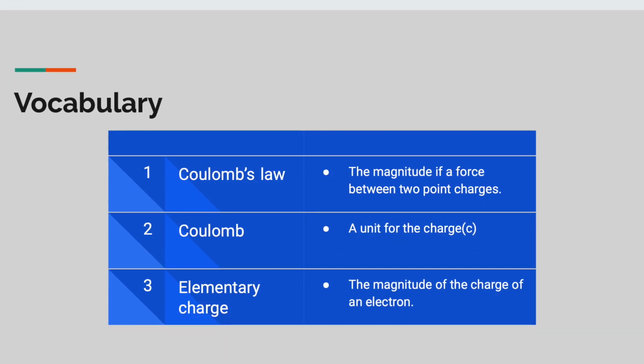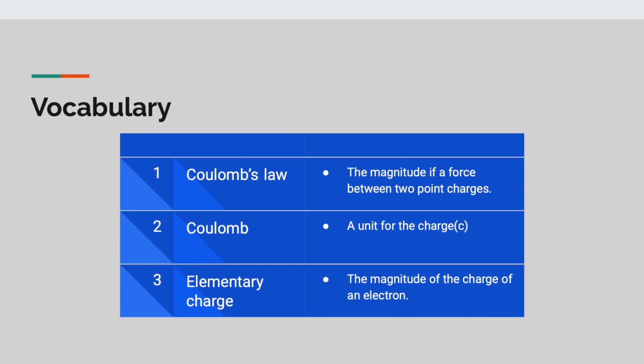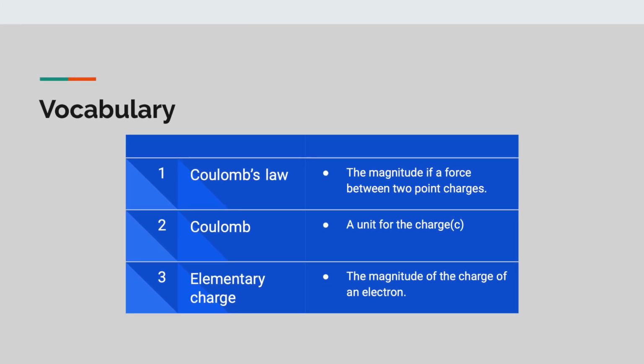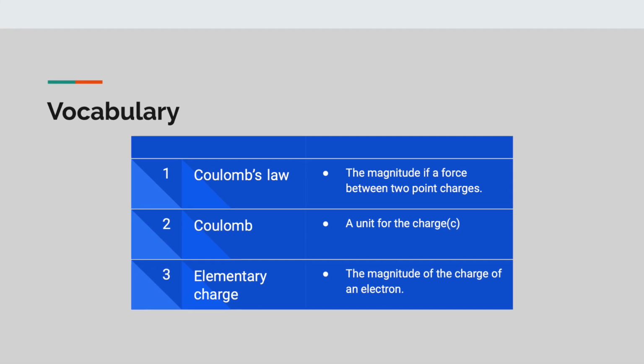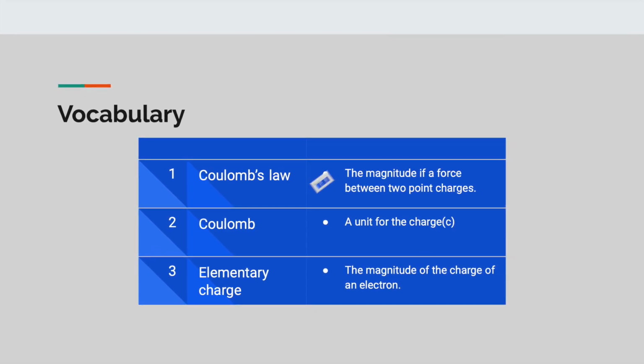And Coulomb's law is the magnitude of a force between two point charges, while Coulomb is just the unit of the charge represented by C. Elementary charge is the magnitude of the charge of an electron.